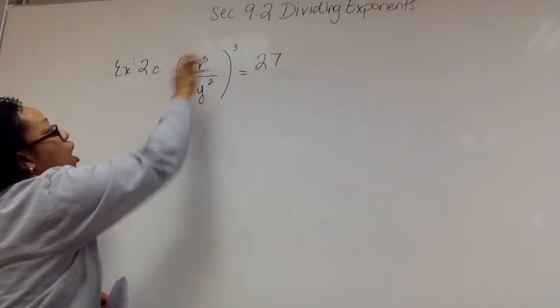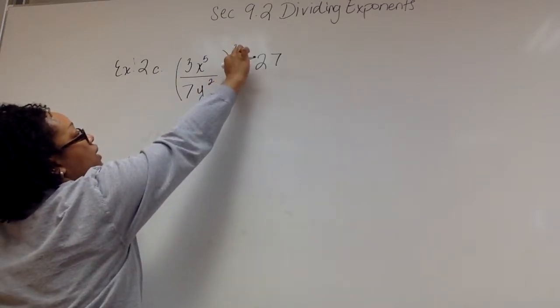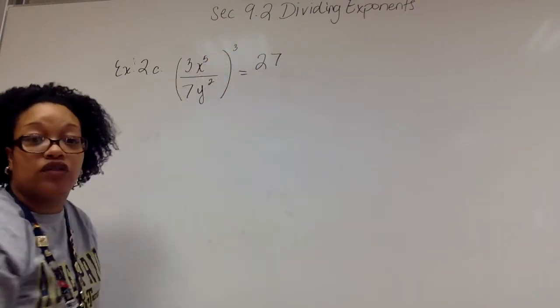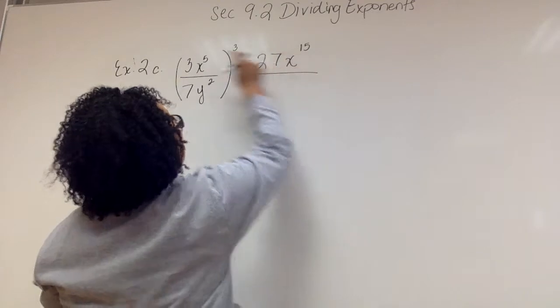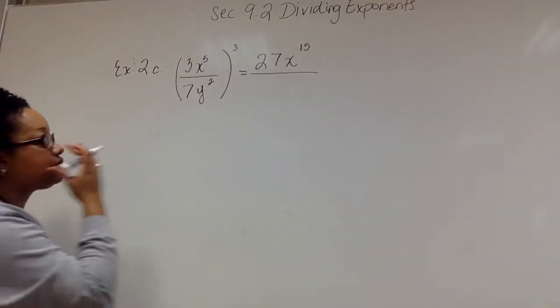Now, x is already raised to the 5th power, but it's got another power here. So if I'm raising 5 to the 3rd power, I multiply. So that becomes x to the 15th. So everything upstairs is taken care of. Now let's look and see what's going on downstairs.